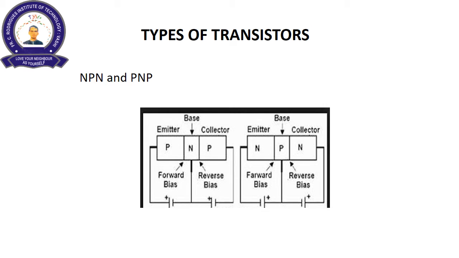Types of transistor: NPN and PNP transistor. In this figure you can see the 2 types of transistors represented. The one on the left hand side of the screen is NPN and the other on the right hand side of the screen is PNP transistor.